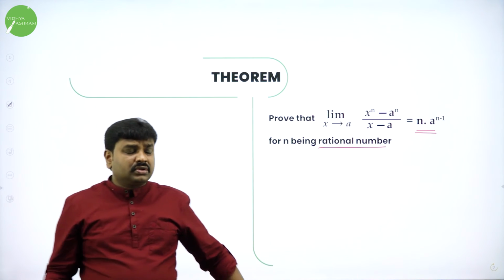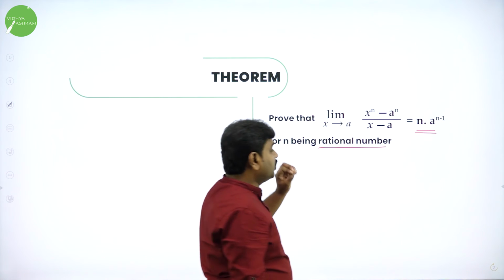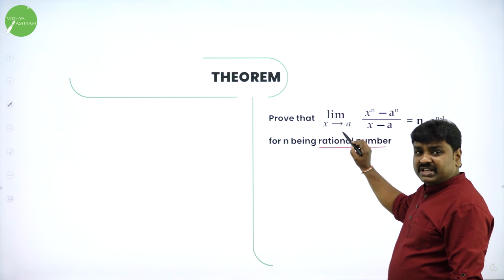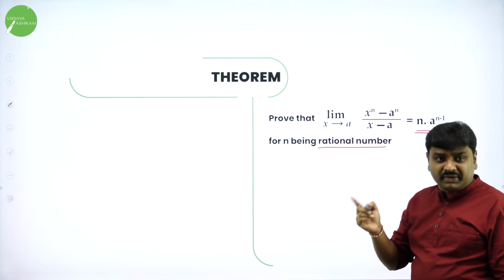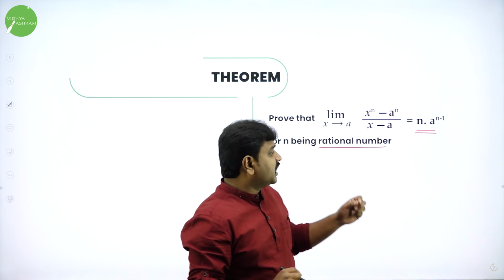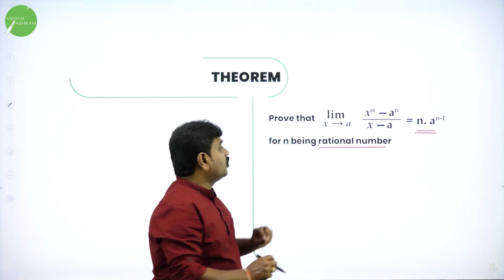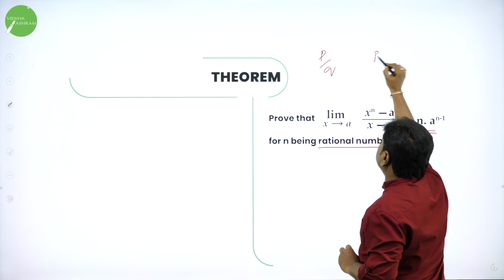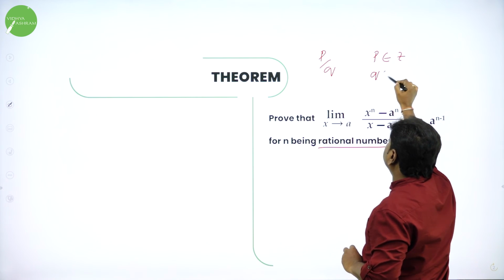So now, the theorem is simple. And after you learn the theorem, you have to memorize the formula also. We need to prove limit x tends to a, x power n minus a power n divided by x minus a is equal to what? n into a power n minus 1. Rational numbers we need to prove. So, all of you know what is a rational number? A number of the form p by q is a rational number, where p is an integer and q is an integer.